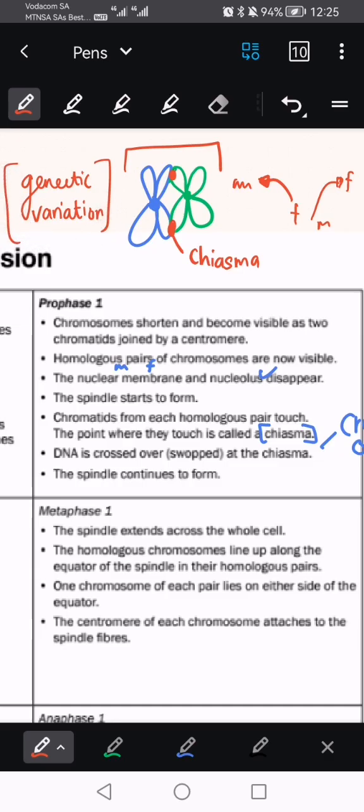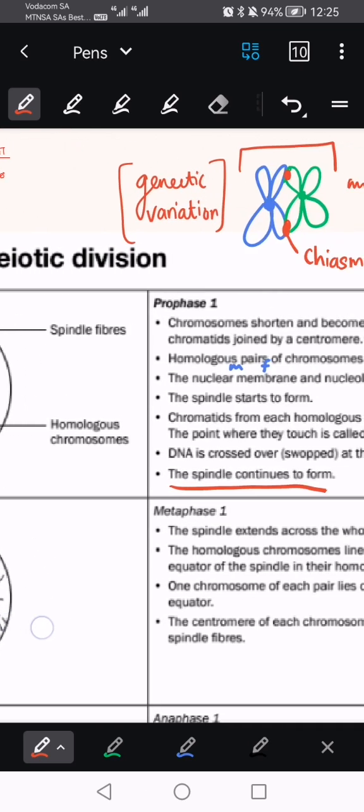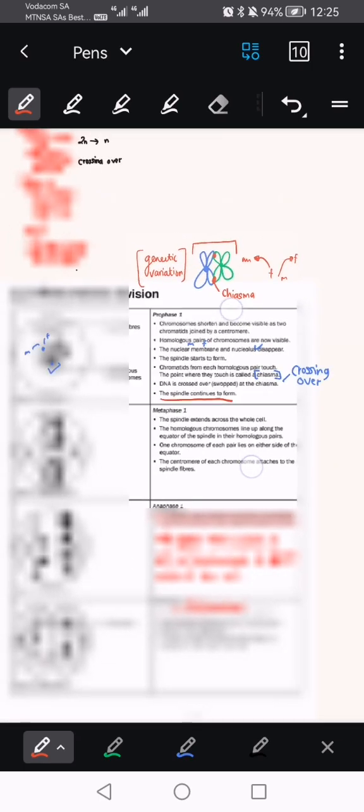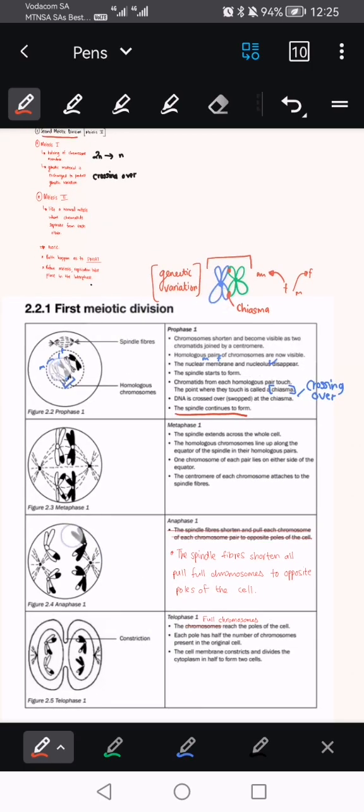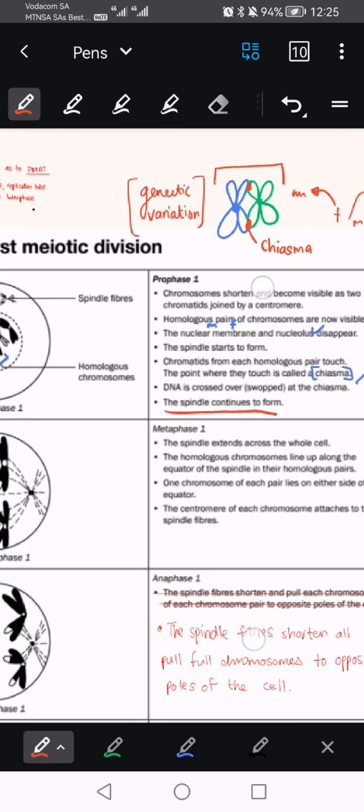There are a lot of explanations as to why crossing over must take place, but we're going to look at it a bit later. Spindle fiber continues to form. Right? Now here in meiosis, I think I did correct. Yes, I did. I'm just checking. So that was prophase 1.